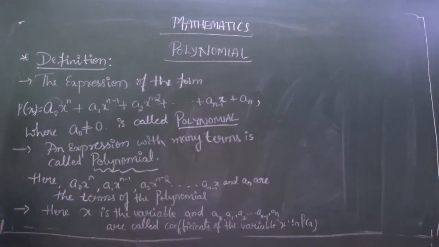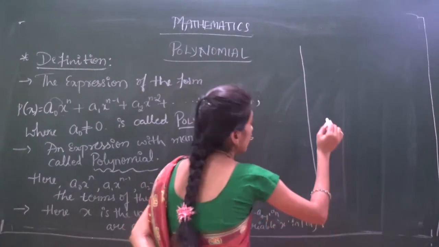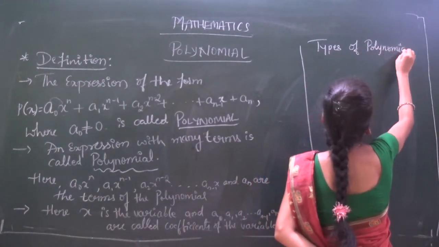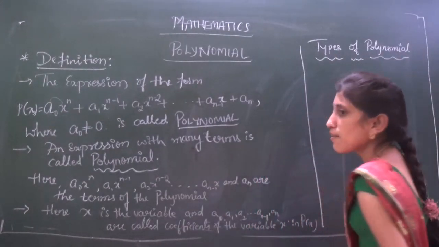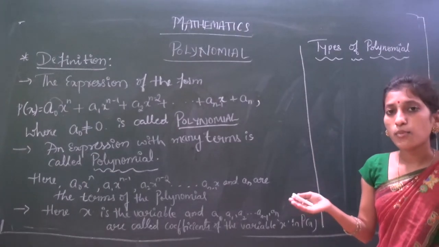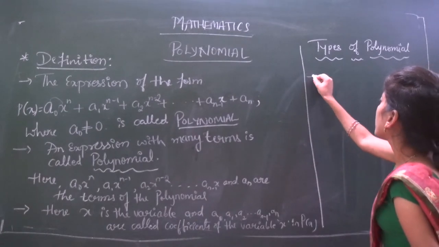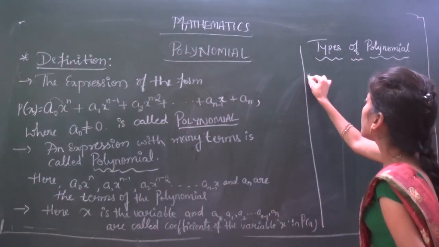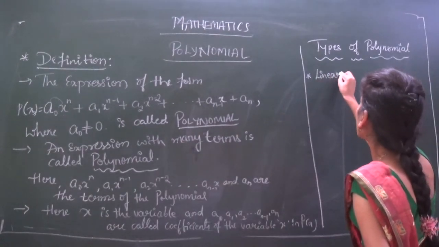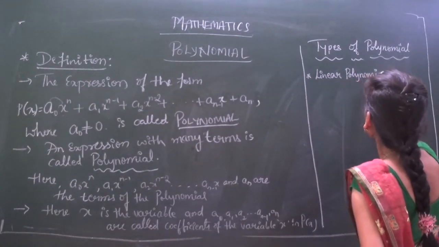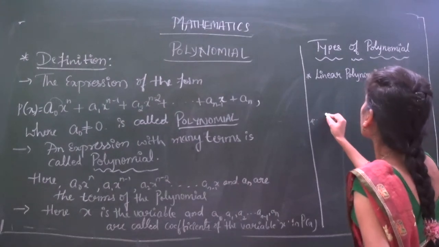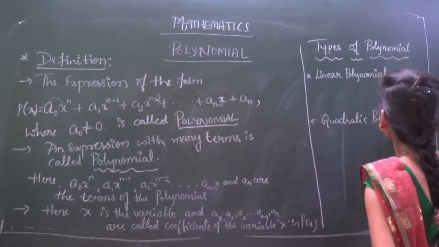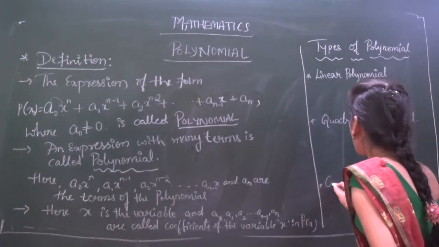So let's move to the types of polynomial. I think some of you already have an idea about what kinds of polynomials there are, and here I'm just explaining it. This is the general form of a polynomial, and I'm going to write down the kinds: linear polynomial, quadratic polynomial, and cubic polynomial.